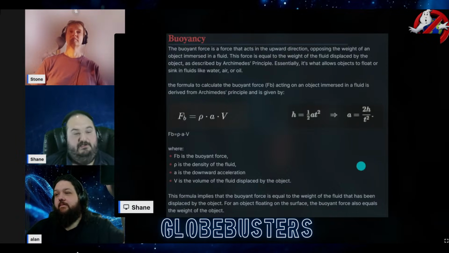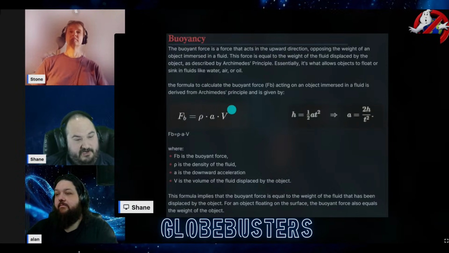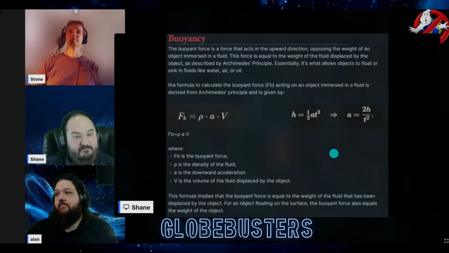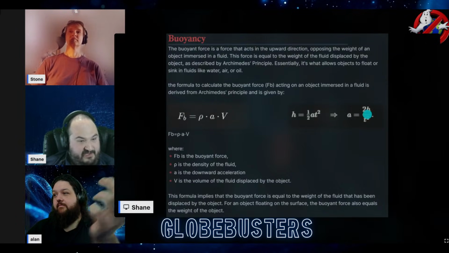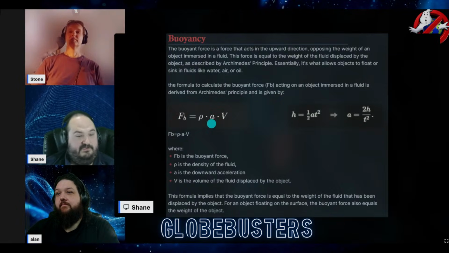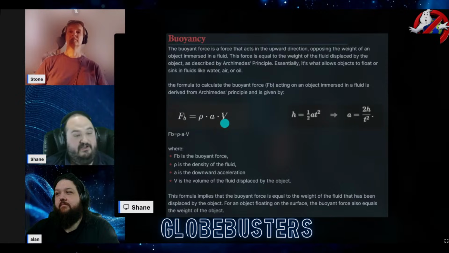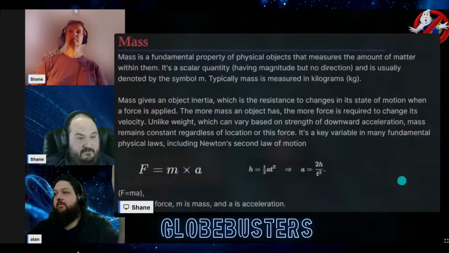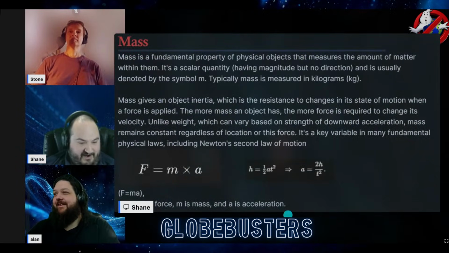Well, not really, right? You just swap out your little g in the buoyancy formula for little a, in which, again, you can solve for little a on the fly. Little a becomes 2h over t squared. So then this could easily be b times 2h over t squared times v, and this will all work the same way. No dynamic force of gravity required.